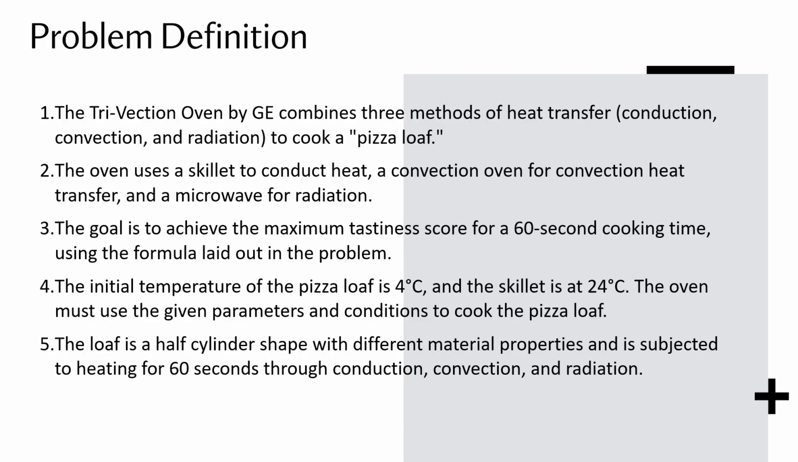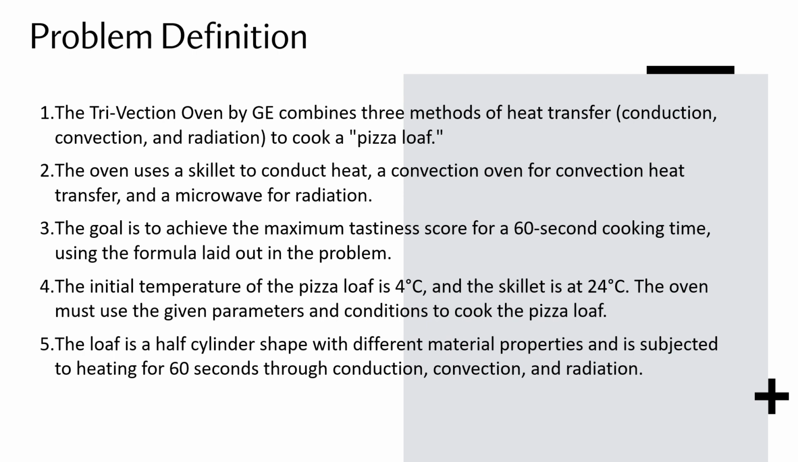The problem is to design a tri-vectorian oven developed by GE that can cook a pizza loaf using all three methods of heat transfer: conduction, convection, and radiation, and achieve the maximum tastiness as described by a formula. The device needs to vary the power consumption of the skillet and the microwave to reach maximum tastiness score in 60 seconds. The predefined conditions for the convection heat transfer coefficient and air temperature are on the document.